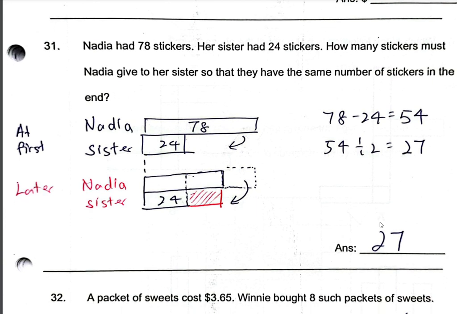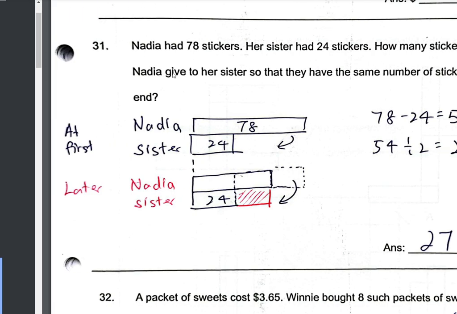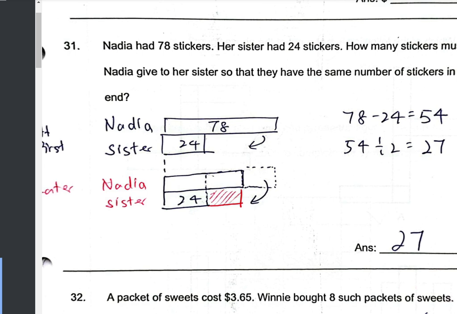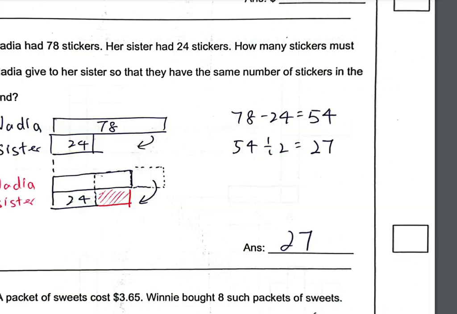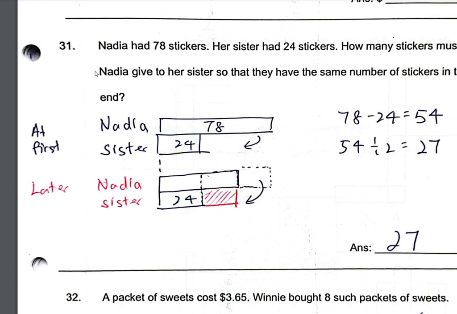Now this one is a little bit difficult, so if you don't understand the first time, just rewind and watch it again. Now Nadia had 78 stickers, and her sister has 24 stickers. How many stickers must Nadia give to her sister? So sorry, let me just, I was clicking something. Okay. So how many stickers must she give?